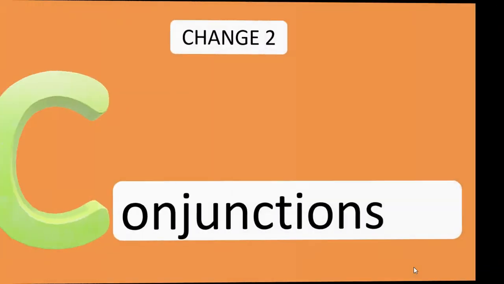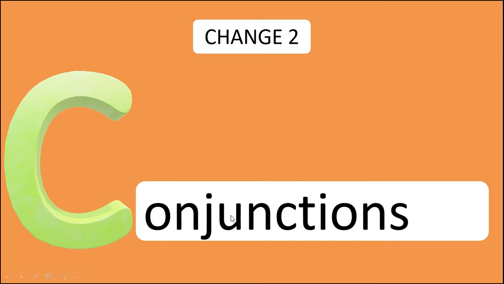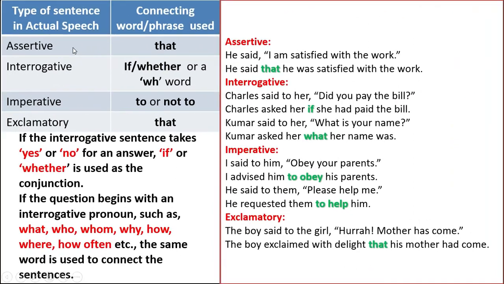And change number 2 is conjunctions. We call them connecting words too. So let us see how conjunctions or connecting words are used when we change direct speech to indirect speech. Again, this is based on the type of sentence we have: assertive, interrogative, imperative, exclamatory. Now with assertive sentences, we have that as the conjunction.